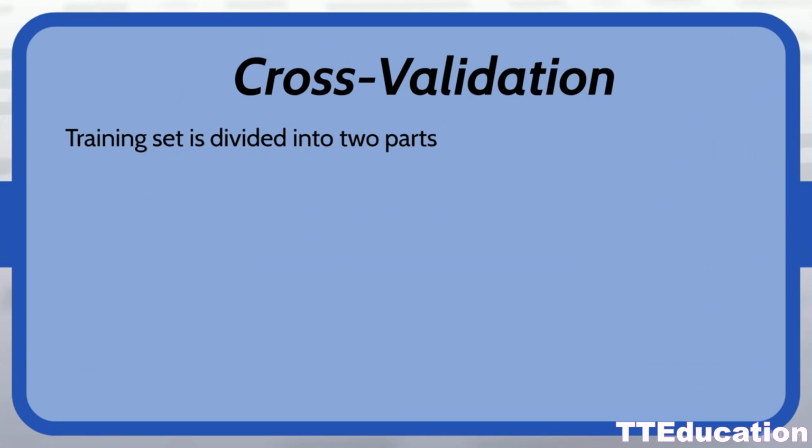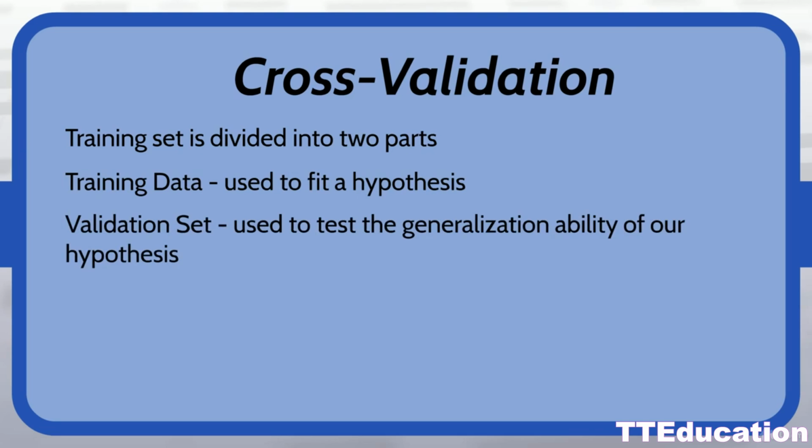So this brings us into the process of cross-validation. We are going to divide our data, the data that we have, into 2 parts for this process. The first part is going to be the training data, and we are going to use that to fit a hypothesis. And then on the flip side of that, we are going to have the validation set, which is going to be used to test the generalization ability of our hypothesis.